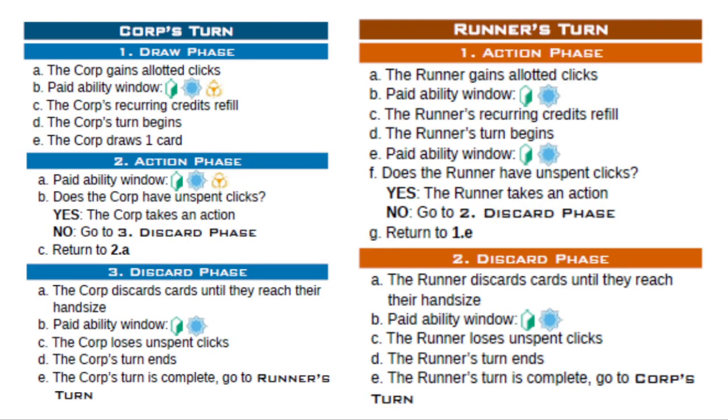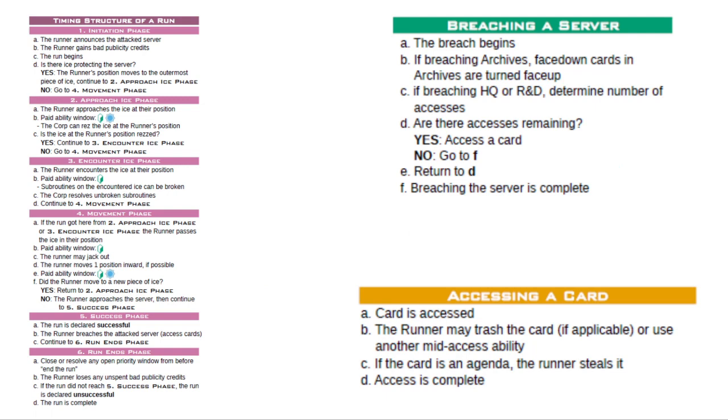And during the runner's turn, there's no opportunity to score agendas during a paid ability window. If you look at the run, there's also no ability to score agendas here. You also notice on here the blue icon represents rez cards, and there's a few paid ability windows where you can just use paid abilities. You can't rez cards. Bit weird.